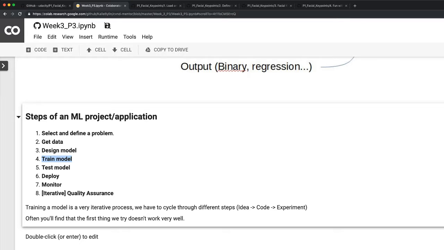Testing your model. Here is where we add the validation and test sets. Most of you, I hope you know what those mean. If not, you can just shoot me a question on Slack and we can go through that together. But all of you should be familiar with what the validation and test sets are.